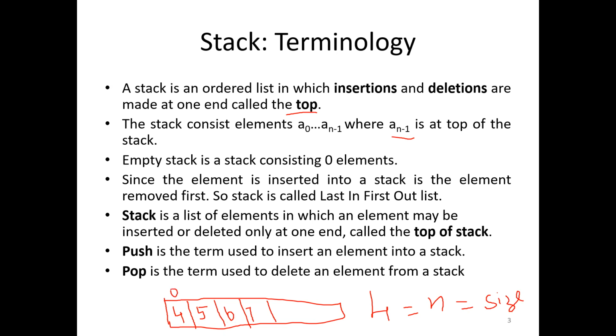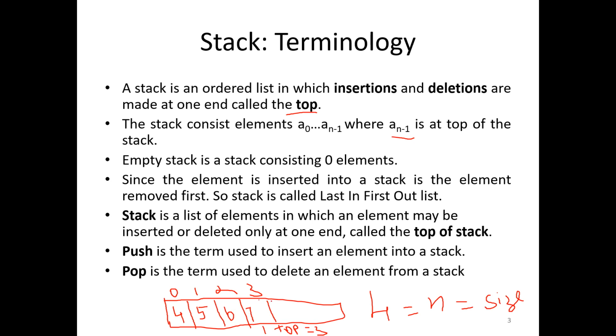Usually we start the index from 0. This is the 0th element, this is the first element, this is the second element, and this is the third element. This is called the top of the stack. The top is size minus 1; size is 4, so top is 3. Only this element can be deleted. You cannot delete 4, 5, 6. So after deleting 7, then we can delete 6. After deleting 6, then we can delete 5, like that. So only one end is open. That is called the top end.